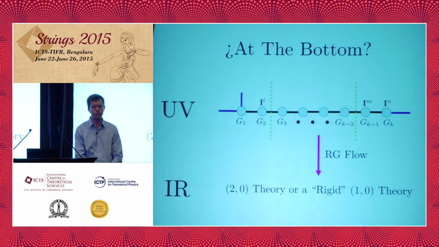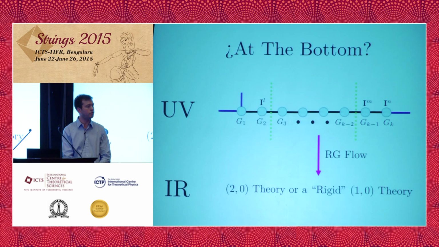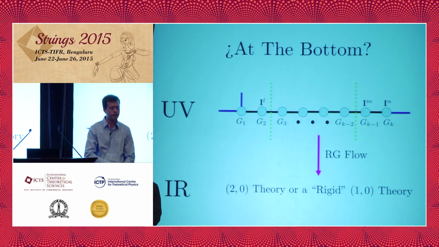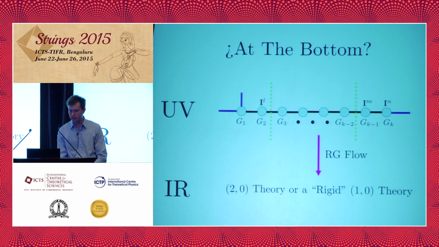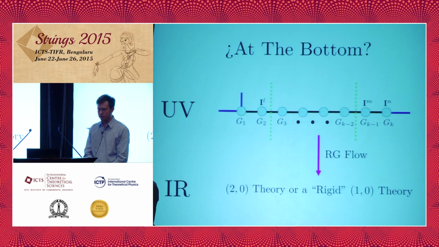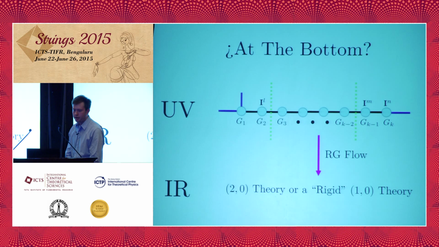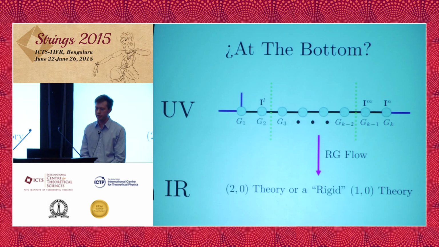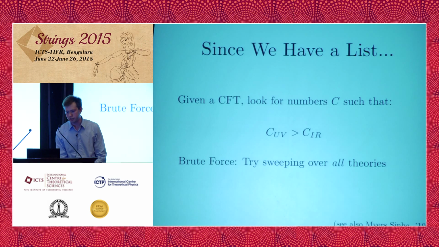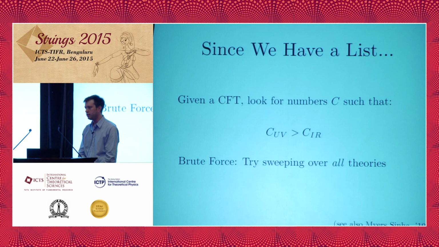At the bottom, what these things look like is basically theories that are either the 2,0 theories or theories that don't have any complex structure moduli. The last thing I'll mention, I'll go extremely fast on this, is that since we have what looks to be a very big list, a very complete list, we can also start looking at numerical quantities that are decreasing as you go from ultraviolet to infrared.